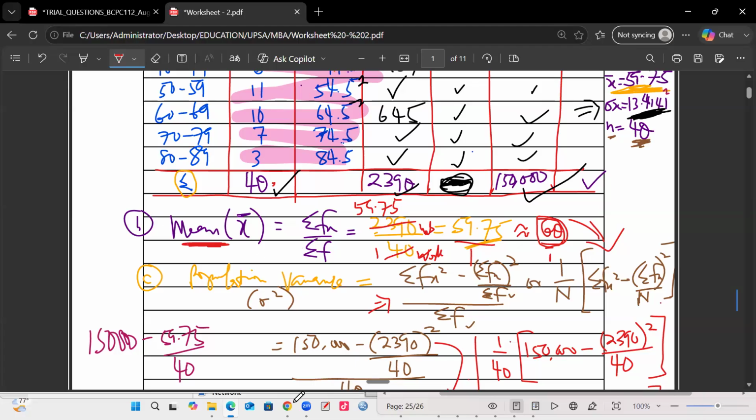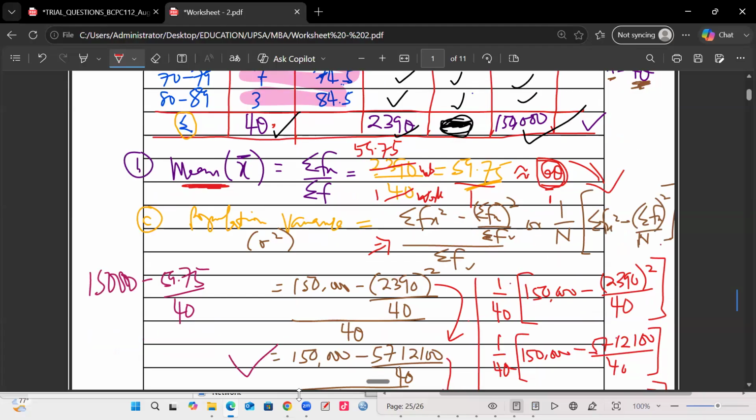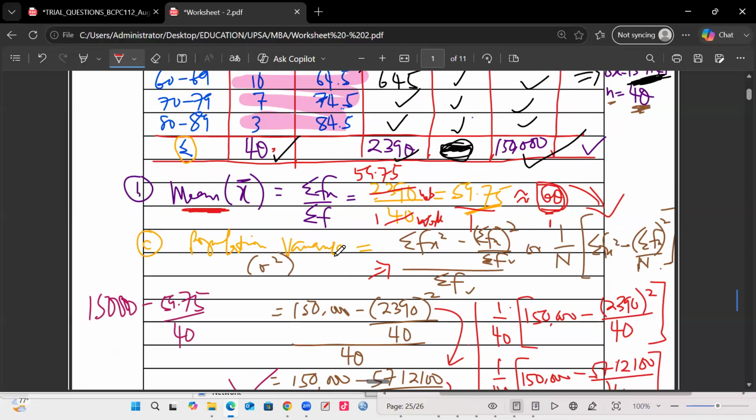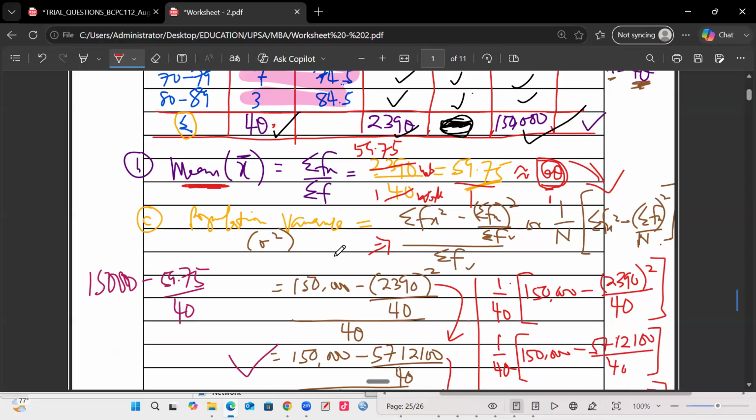Yes, sir. So sir, if you write it this way, like every worker produces approximately 60 units per day, on the average. You have to bring the average. So it's correct.